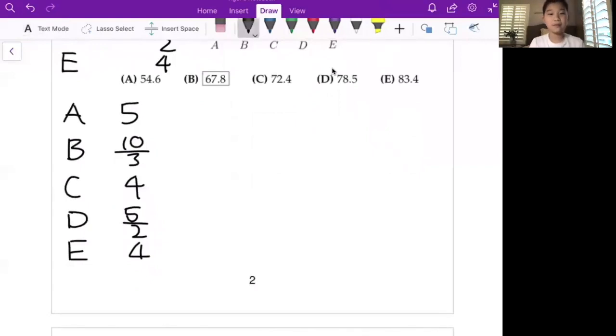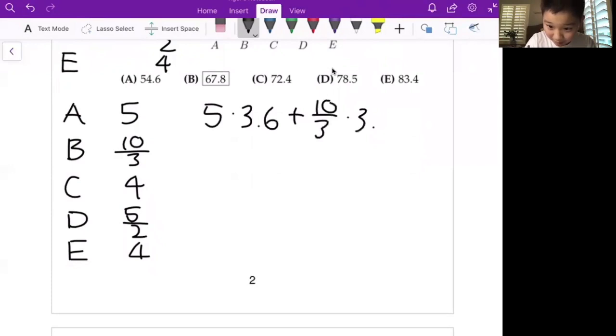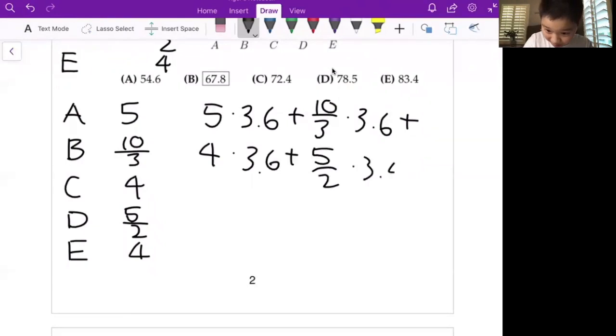Now, let's calculate the price. To get the price, we just have to find 5 times 3.6 plus 10 over 3 times 3.6 plus 4 times 3.6 plus, this is exhausting, 5 over 2 times 3.6 plus 4 times 3.6. That is exhausting. So how can we make that simpler?